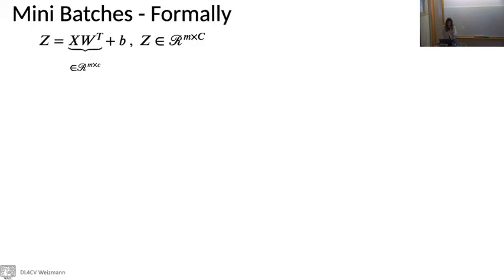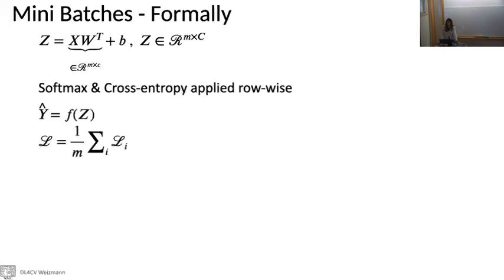Applying this linear transformation, we get the score matrix, which is a matrix of size M times big C. And we apply a softmax and the cross-entropy loss to each one of the rows. Once we have the cross-entropy for each sample, we can simply compute the average loss using all the losses that we computed.